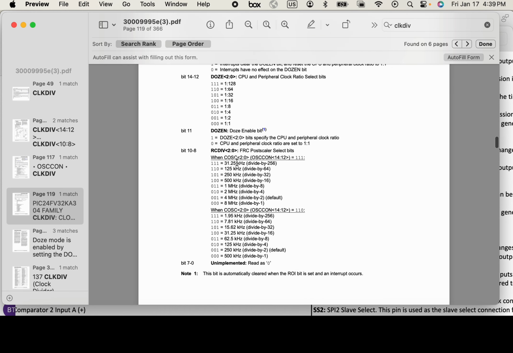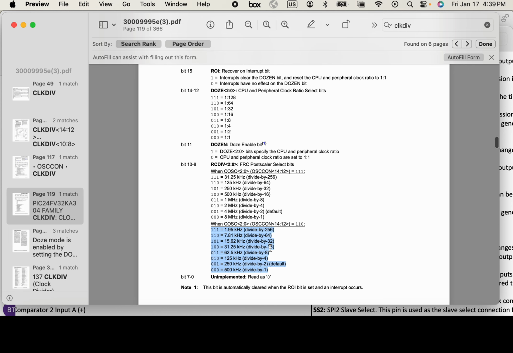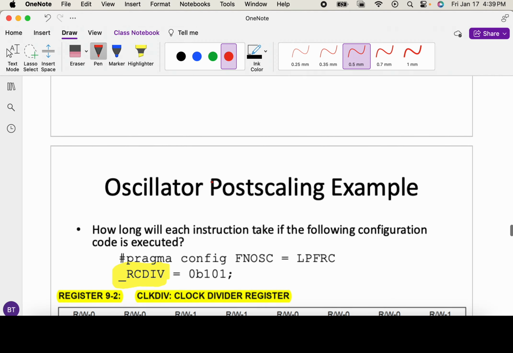So for example, we've got 2 options. We've got the 8 megahertz oscillator with postscaler, and we've got the 500 kilohertz oscillator with postscaler. If we set the RCDIV bits to 0, it will give us the full 500 kilohertz because it's a divide by 1 postscaler. So it'll give us the full 500 kilohertz oscillator if we're choosing the low power one, and it'll give us the full 8 megahertz oscillator if we're choosing the high power one, divide by 1. Okay, alrighty. So let's look at an example.